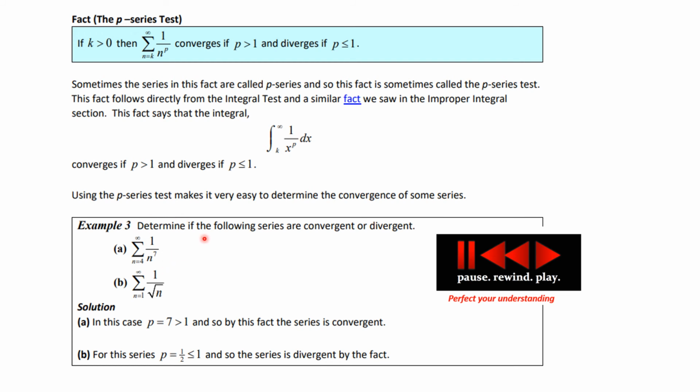For example, here's a problem. I give you two problems here, actually. Determine if the following series are convergent or divergent. So the first one, since p is 7, bigger than 1, that will be convergent. And since p is 1/2, this will be divergent.